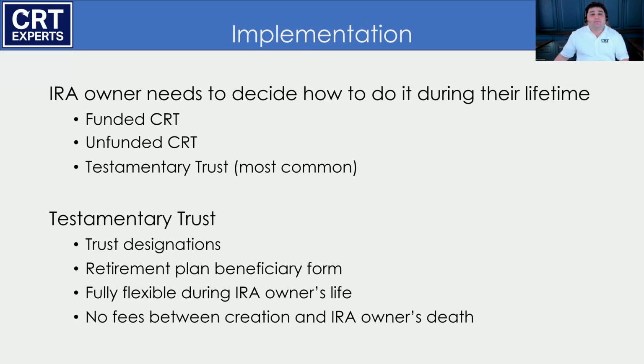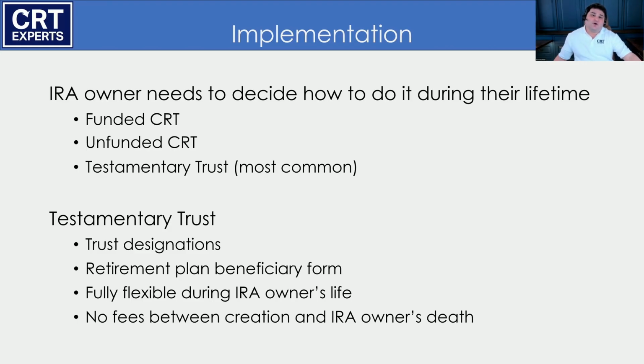So how do we implement this planning? There are generally three ways we can do it. You can use a funded trust, an unfunded trust, or most commonly a testamentary trust. In each of these cases, the result is the same. The trust is named the beneficiary of the IRA.